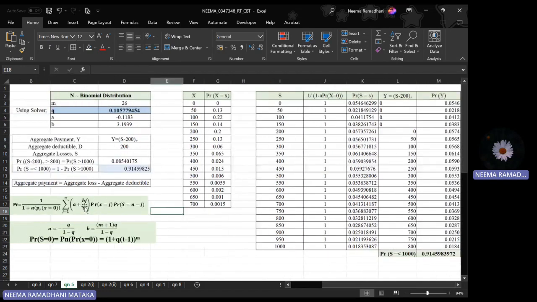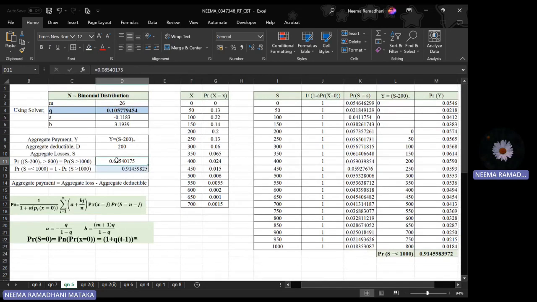We are given the value of the payments greater than 800, which means the probability of S greater than 1,000, because your payment is Y, which equals S minus 200, and 200 is the deductible. So taking 200 to the other side of the equation makes 800 plus 200. So it's going to be S greater than 1,000. Since we are given this in the question, 0.08540175, we can find the probability of S less than or equal to 1,000, by taking 1 minus this value.